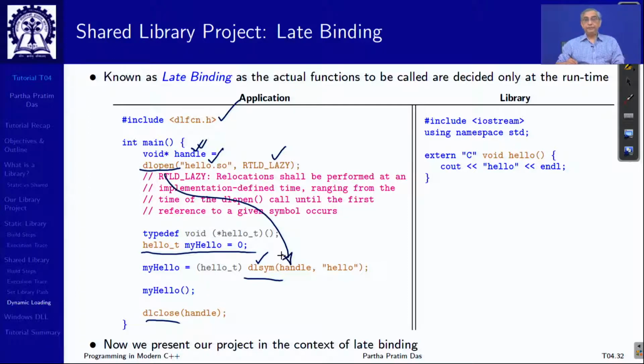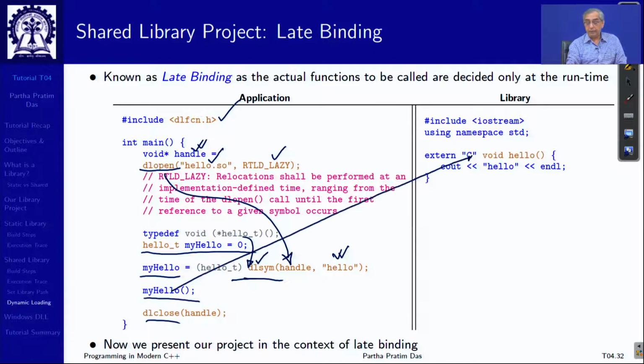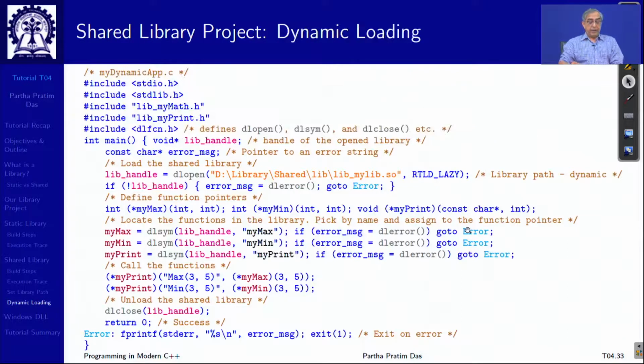and specify the particular function you are looking for in your shared object, that returns you a pointer of this type. Cast it to my hello, put it to my hello, call my hello will now call this function, because it has got that handle. So, that's in abstraction the simple mechanism, and here I have given the more detailed code.